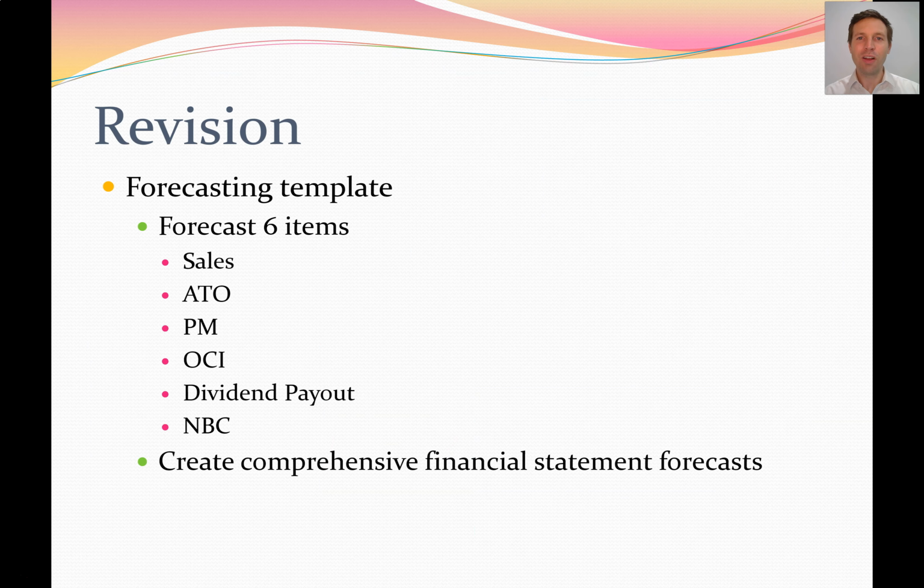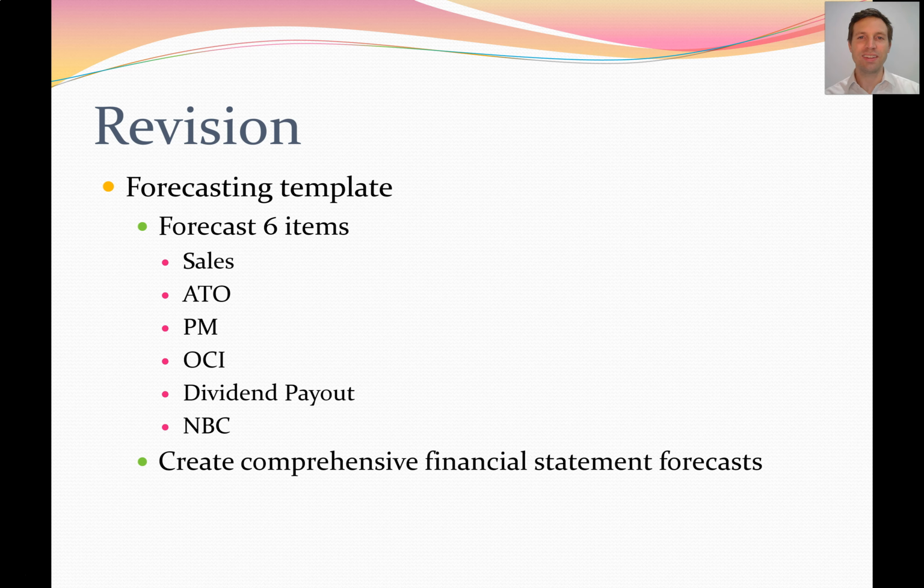So when we did our 10-step forecasting template, we learned that there's only 6 items that we need to forecast to be able to create comprehensive financial statement forecasts. And those 6 items that we need to forecast are the sales, the asset turnover, and the profit margin. And that allows us to then have an operating forecast. Then we looked at the firm's financing activities, we looked at the dividend payout and net borrowing cost as well to see how the firm was using their financing activities to drive return on equity.